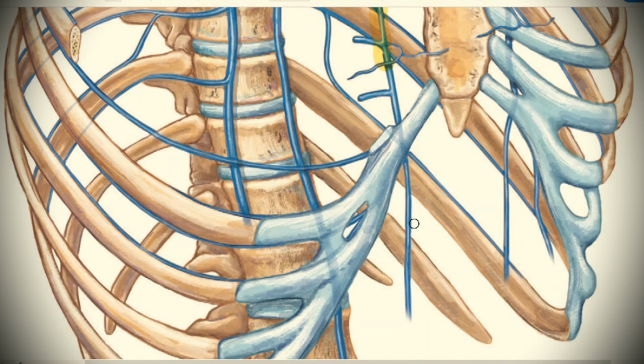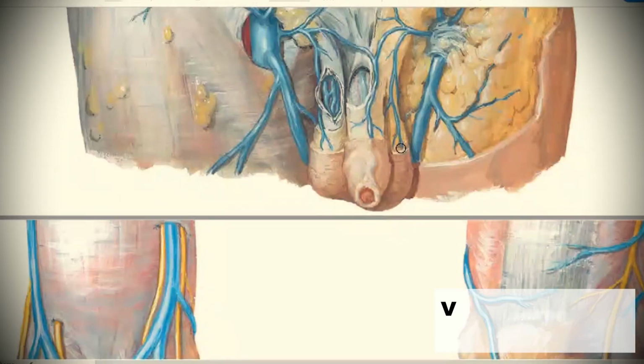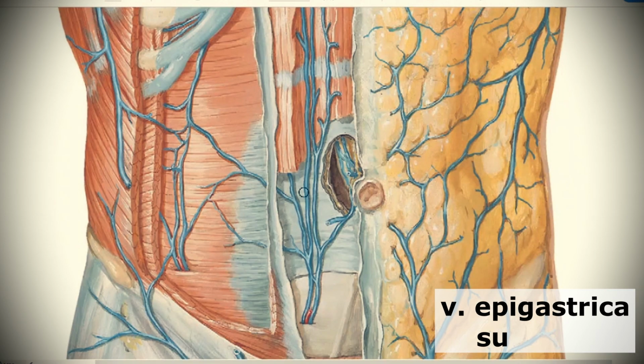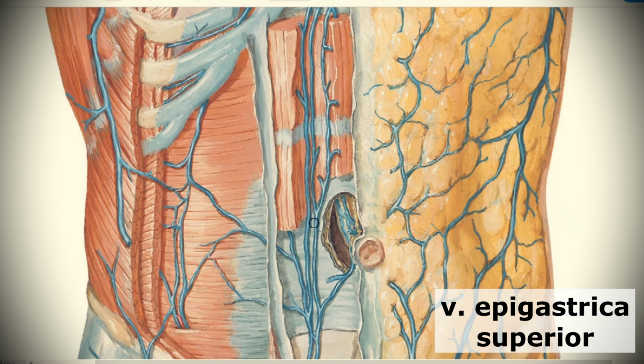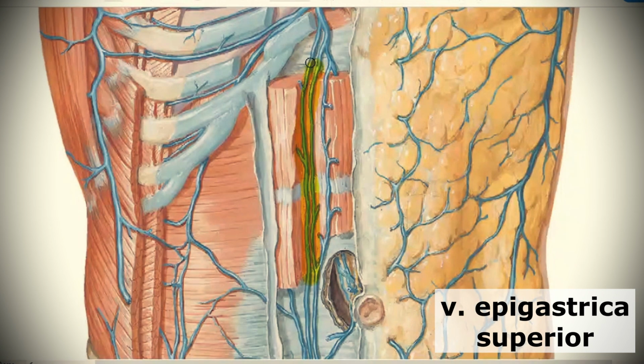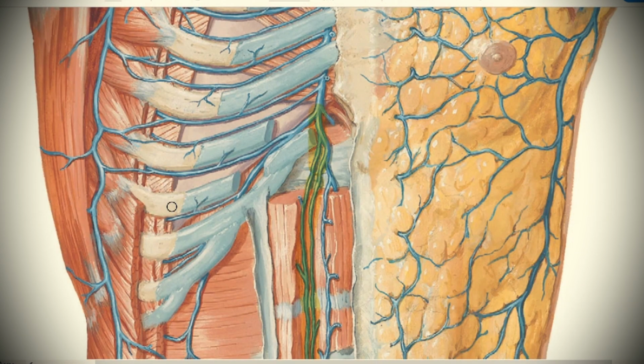It's the union of the epigastrica superior vein and the vena musculophrenica. So the vena epigastrica superior originates at the level of the umbilicus. It makes an anastomosis with the inferior epigastric vein. We will talk about it later. It goes up on the back side of the musculus rectus abdominis. It drains blood from the rectus abdominis and its sheath, and then joins with the musculophrenic.